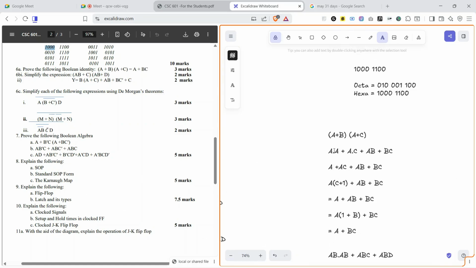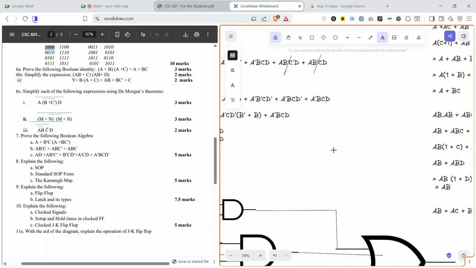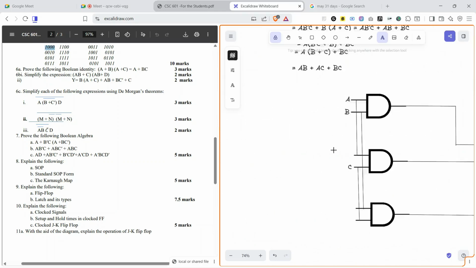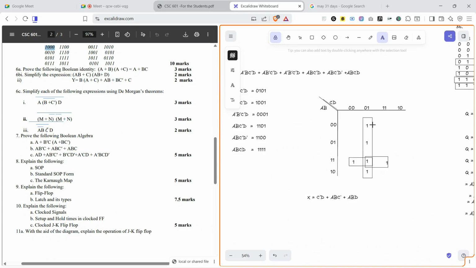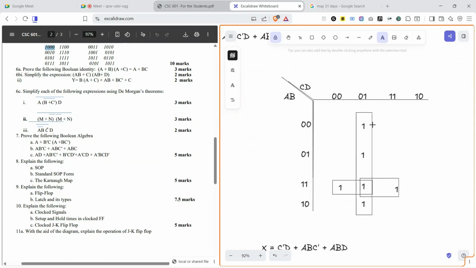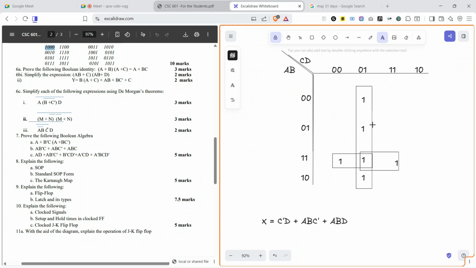K-map is the visual representation of your Boolean expression, just like what we did here. K-map. Then explain flip-flop.